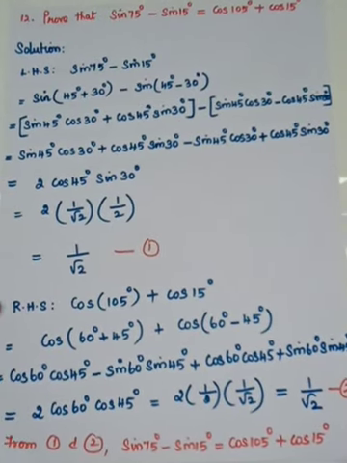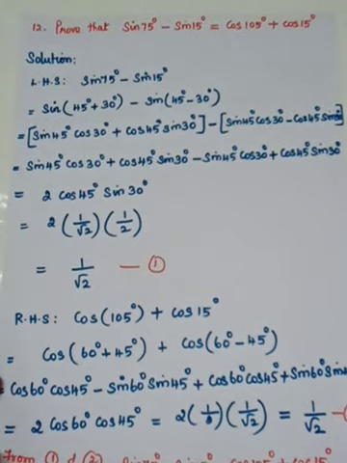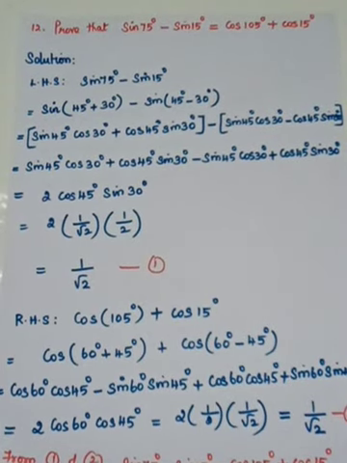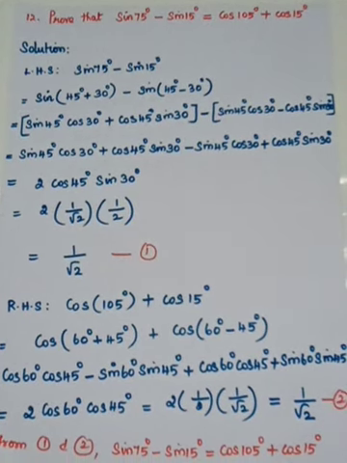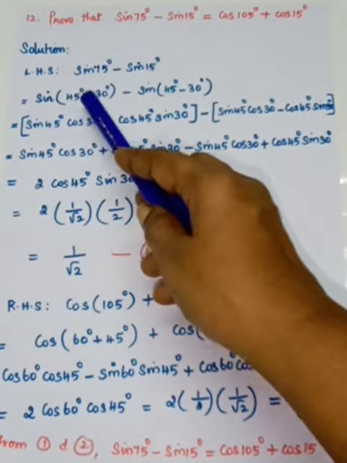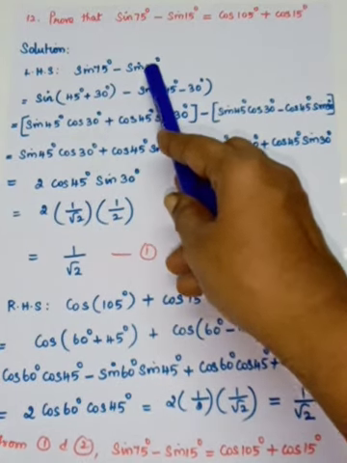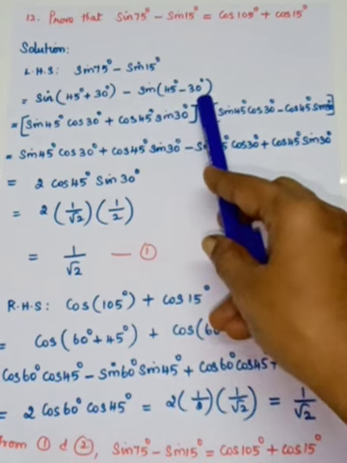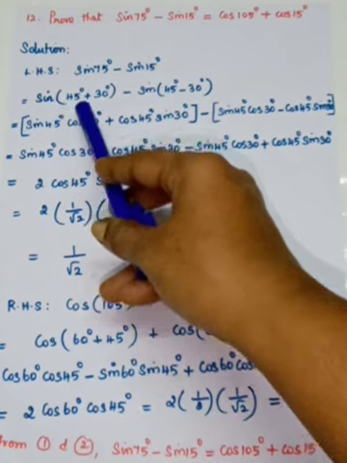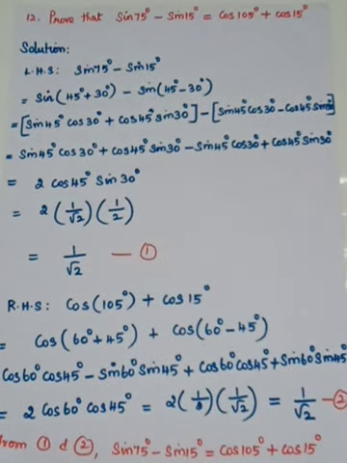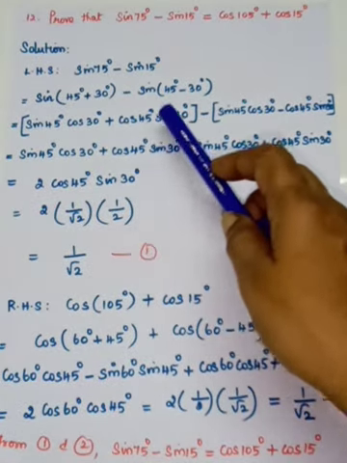Okay, coming to the problem number 12. Prove that sine 75 degree minus sine 15 degree is equal to cos 105 degree plus cos 15 degree. Okay, see that sine 75 degree minus sine 15 degree. The 75 degree is written as 45 degree plus 30 degree. The same way 15 degree is written as 45 degree minus 30 degree. You have to use the trigonometry identity. Sin alpha plus beta is sin alpha cos beta plus cos alpha sin beta.